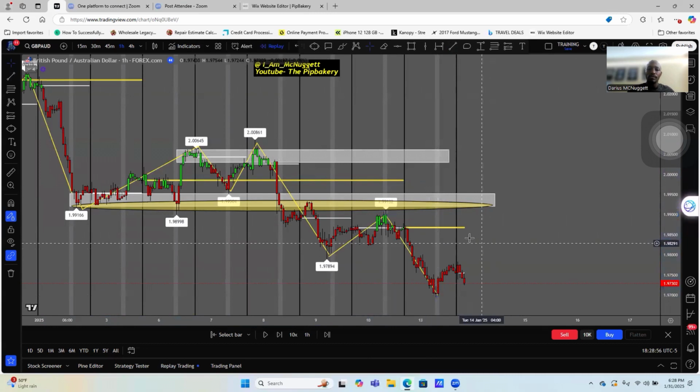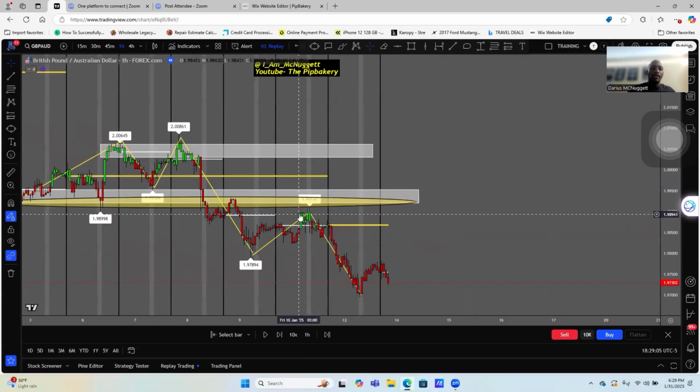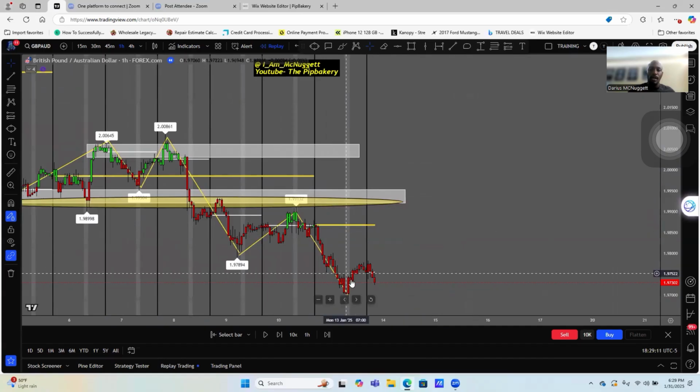Lower low. Why is this a lower low? Because it's lower than the previous lower low that was made. Okay. This is a lower high because this is the highest point of the previous low that was made. So we got a new lower low.